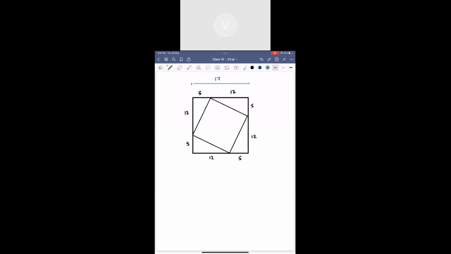अब मैं क्या करूंगा, see what I'm going to do is I am going to write down an expression equating areas. How? Let's give these figures a name. Let's call the bigger square ABCD. Let's call the smaller square PQRS.